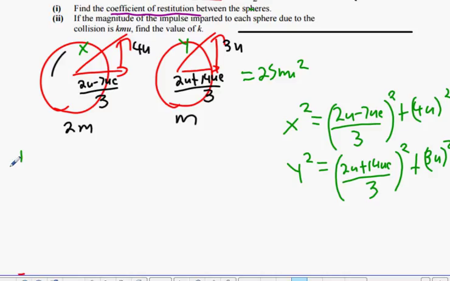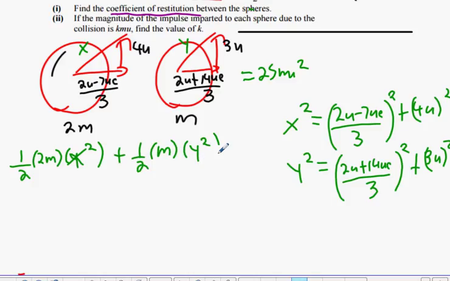And our total kinetic energy is going to be this. It's going to be a half 2m... x squared, yeah? Half m v squared, half m times velocity squared. And then what's the other one? A half m times y squared equals 25 mu squared.